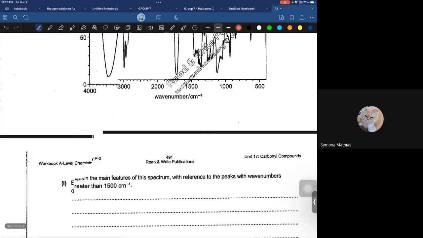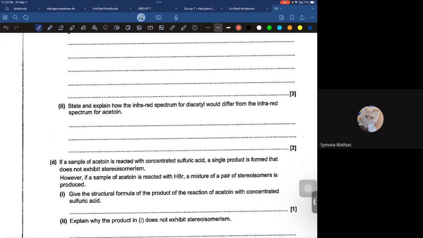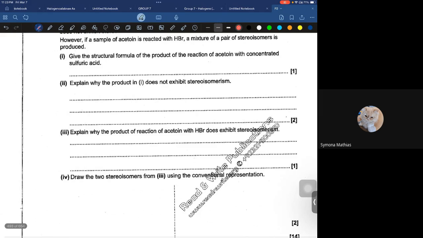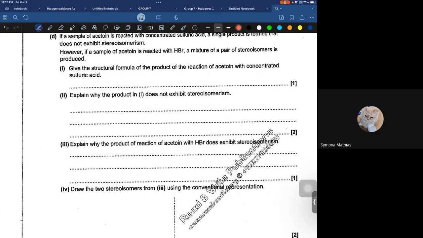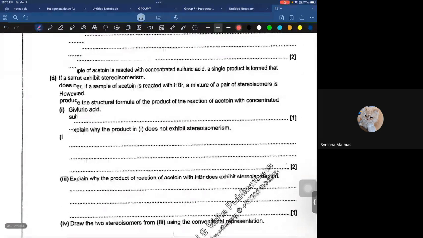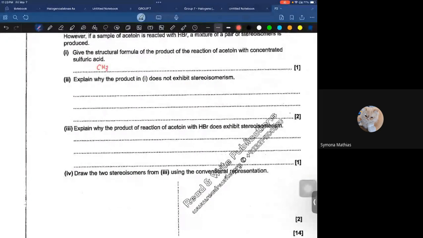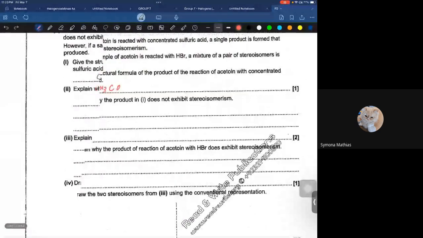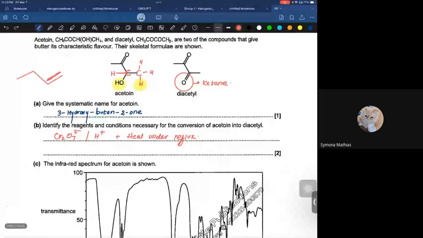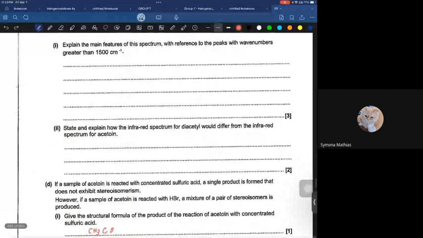Because sulfuric acid was a dehydrating agent, it's going to remove a water molecule from your compound. That's why you're getting alkene, because the water is removed, because you have added the dehydrating agent. So give the structural formula of the product. So I'm getting CH3, CO, and then CH double bond CH2.